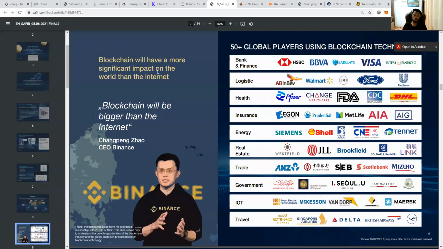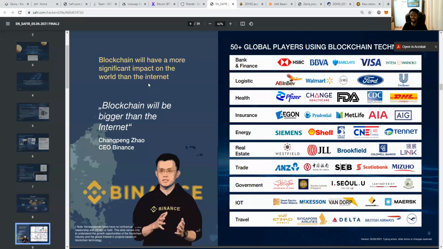And of course, you can see the quote right here: a blockchain will have a more significant impact on the world than the internet. This particular quote was given by Jack Ma, one of the Chinese billionaires. And that is what we are seeing in our current space. And of course, CZ, who everybody, or almost everybody on the call, knows, made a statement that blockchain will be bigger than the internet.